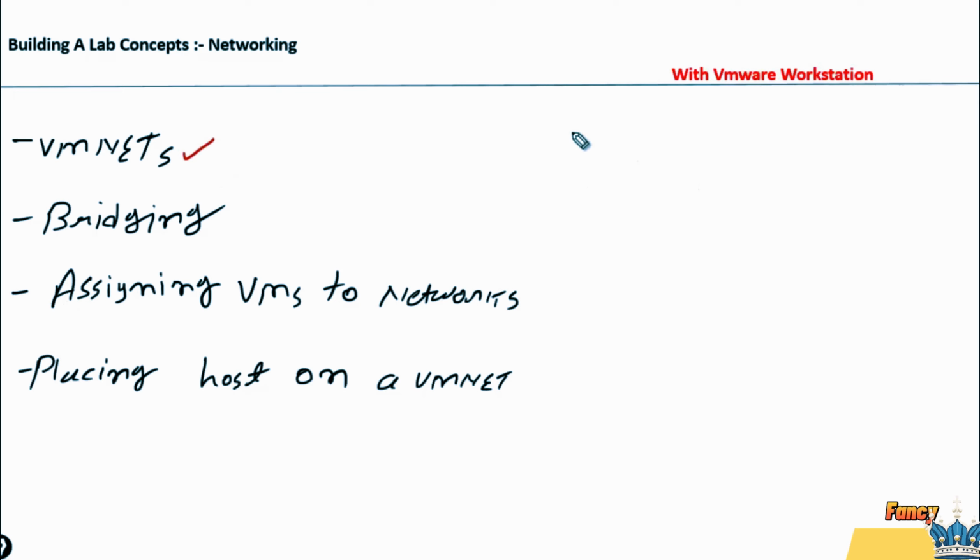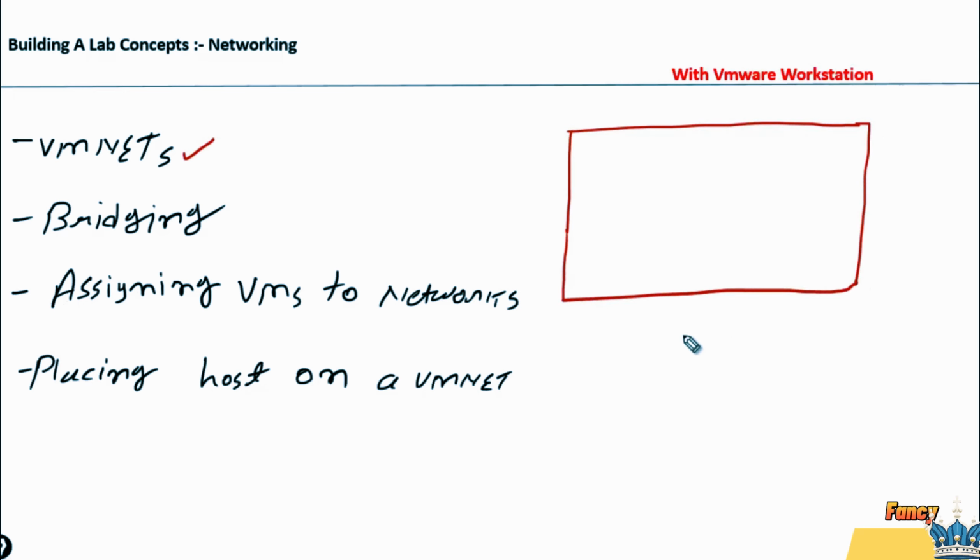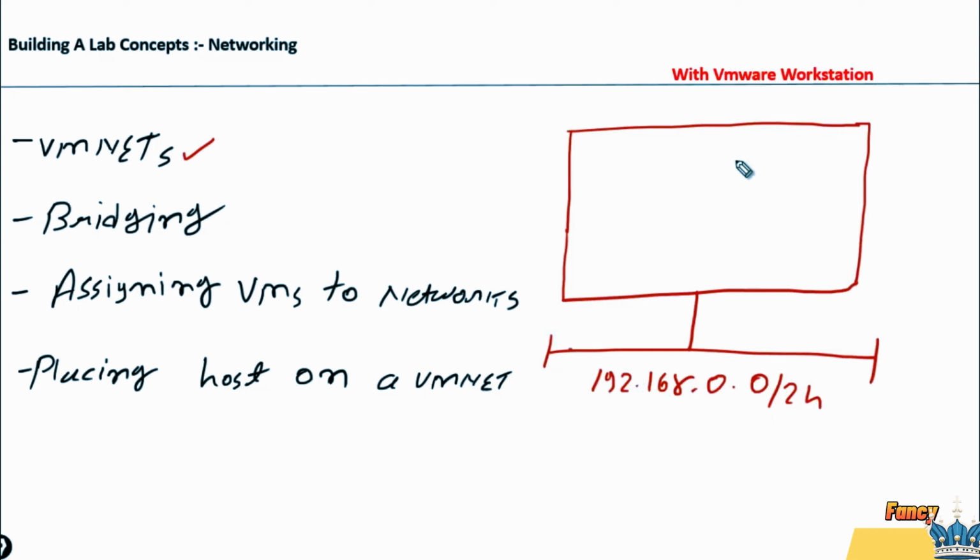So think this is a machine of Suresh and it is connected with the physical network. And the physical network address is 192.168.0.0. This Suresh machine has multiple VMnets, like VMnet 1, VMnet 2, and VMnet 3. It has a Kali box.